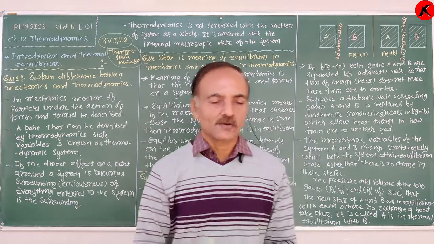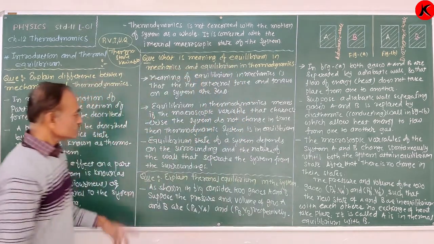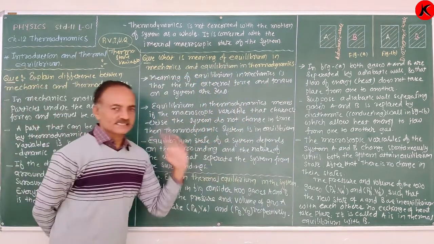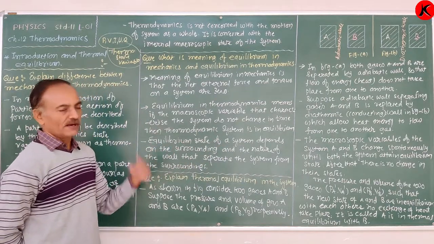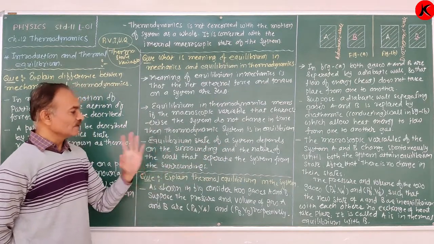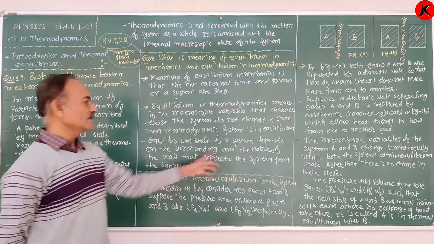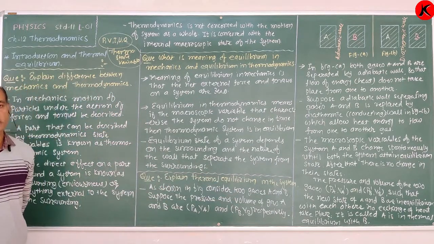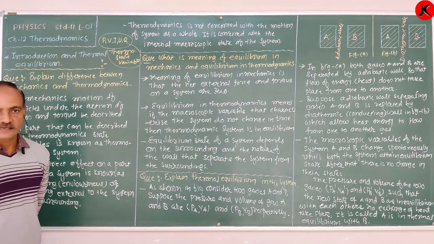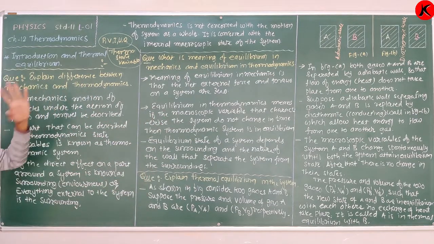Clear it? Okay. Now listen. The equilibrium state of the system depends on the surrounding and also the nature of the wall that separates the system from the surrounding. Clear? Again, first, what is the difference between dynamics and thermodynamics?